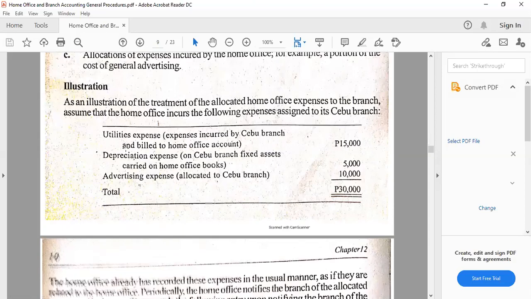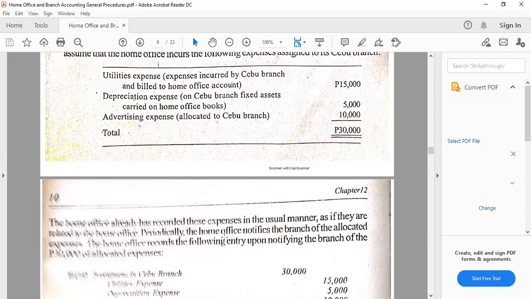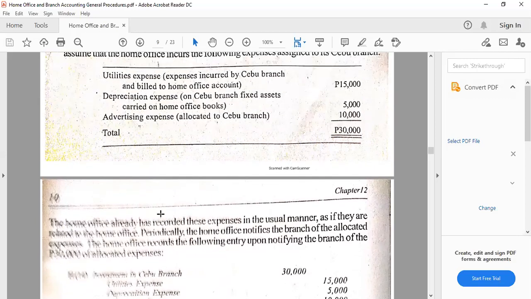We have the utilities expense incurred by Cebu branch and billed to home office account. In this particular case, the branch incurs it, but it is to be charged to the home office. Then depreciation expense on Cebu branch fixed assets carried on home office books. So actually these are the three situations here, and then advertising expense allocated to Cebu branch. To do that, it would simply have to debit the investment in Cebu branch account and credit the expenses for the allocation.